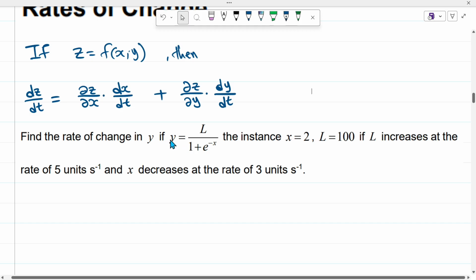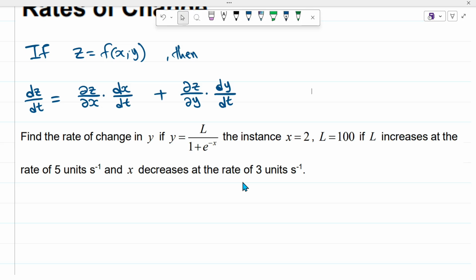We should find the rate of change in y, where y is given as L divided by 1 plus e to the power negative x, at the instant x equals 2. So we are told that x equals 2 and L equals 100. If L increases at a rate of 5 units per second and x decreases at a rate of 3 units per second, we should find the rate of change.